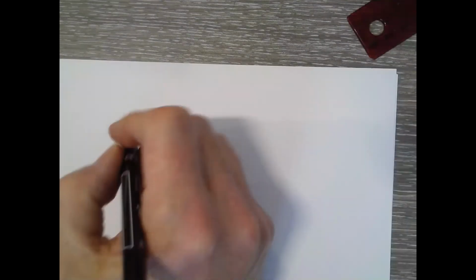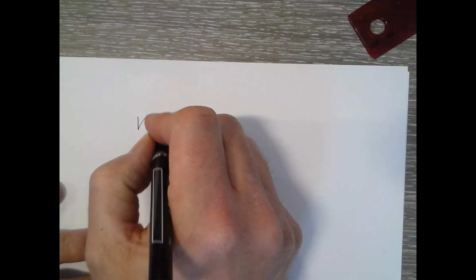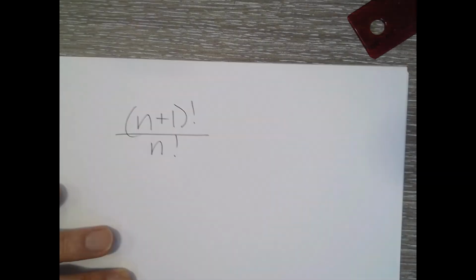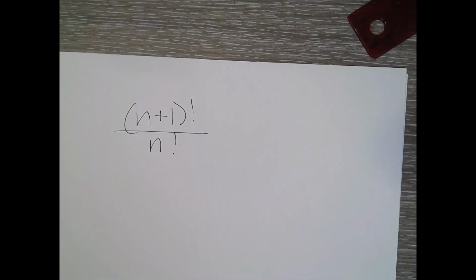All right. How about, what if I had n plus 1 factorial over n factorial? See if we can simplify that. I'll give you a second to think about it. This is a little bit trickier, and then I'll kind of go through it.